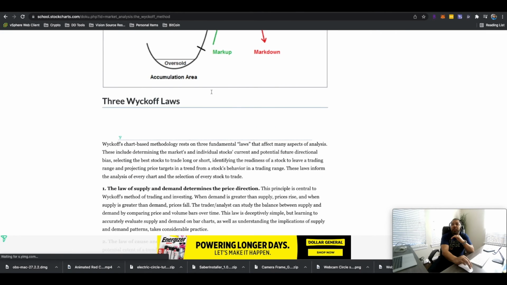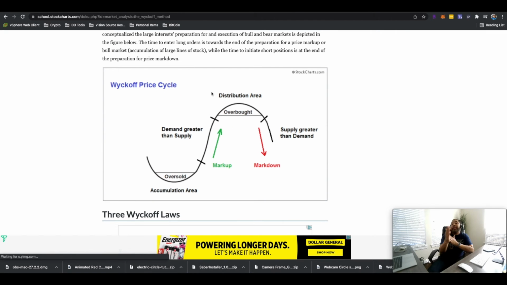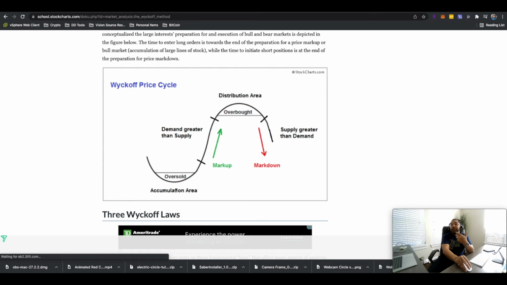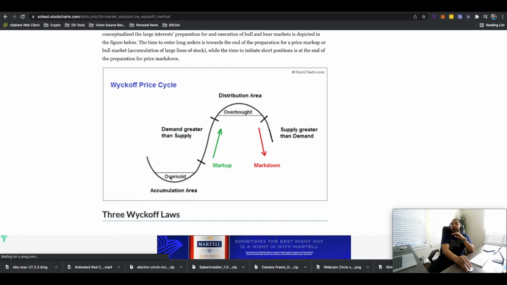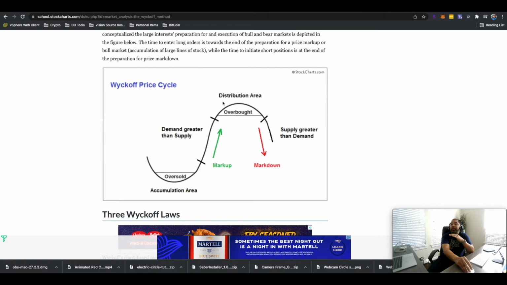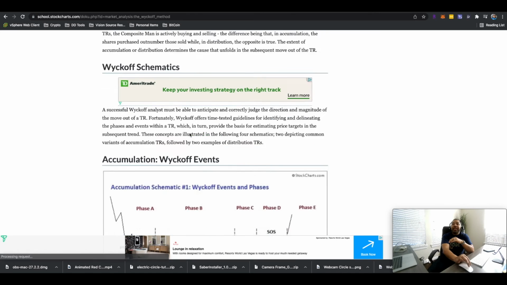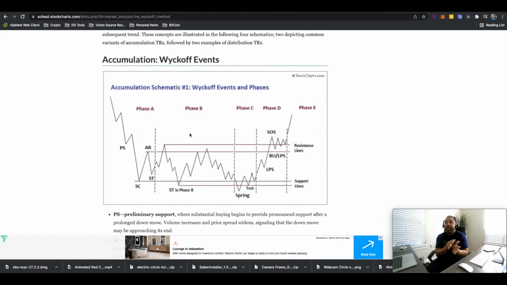So basically what I want you guys to see is two or three things from this particular document: the Wyckoff price cycle. So what we talked about is accumulation happens on the bottom when price is oversold. And then from there, you get what is called a markup, which goes into a distribution phase, which is overbought. And from distribution, that's where you get the markdown when price actually sells. So in this particular moment, that's when supply is greater than demand. In the markup, that's when demand is greater than supply.